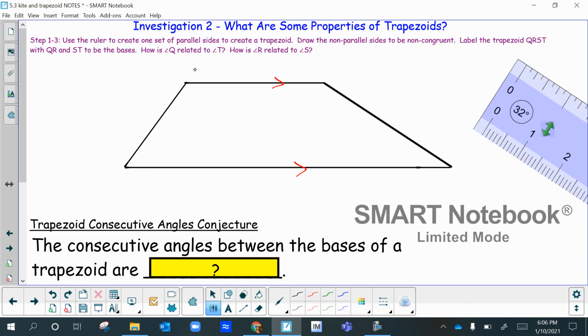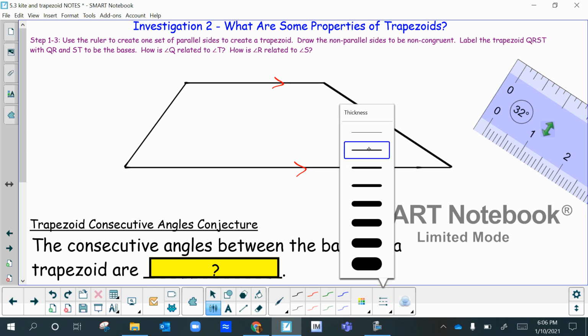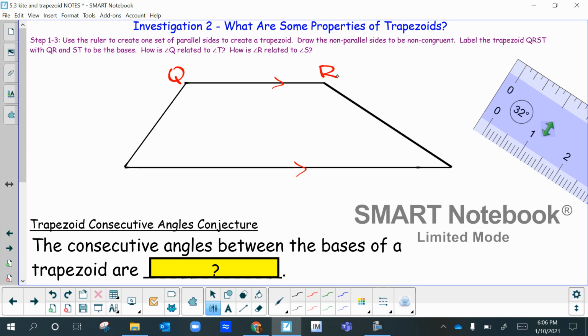All right, so it says label the trapezoid QRST, with QR and ST to be the bases. So we're going to say QR is here and ST, like so. So those are the bases. And it says, how is Q related to T? How is Q related to T? So that means this angle here, how is angle 1 similar to angle 2, and how are they related?